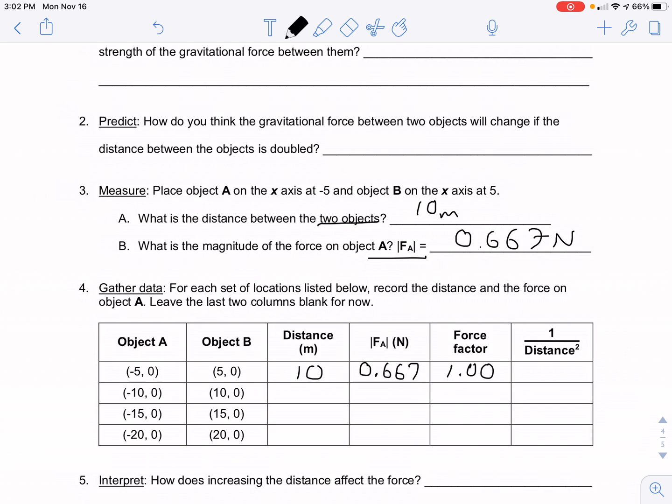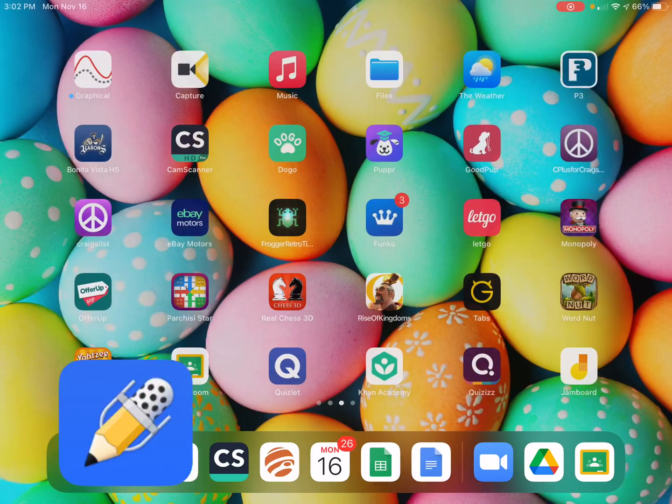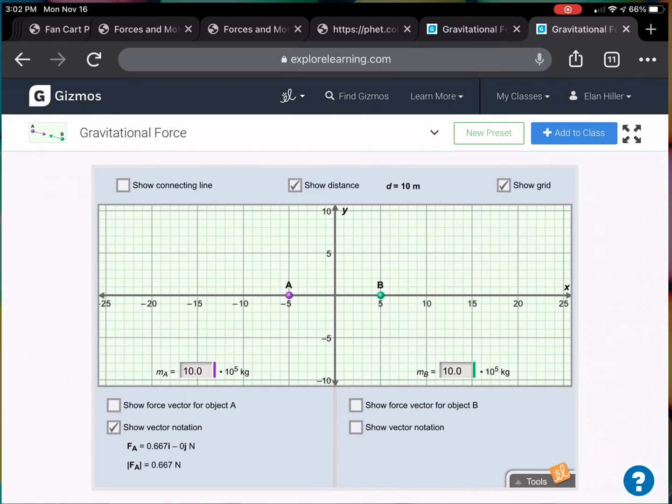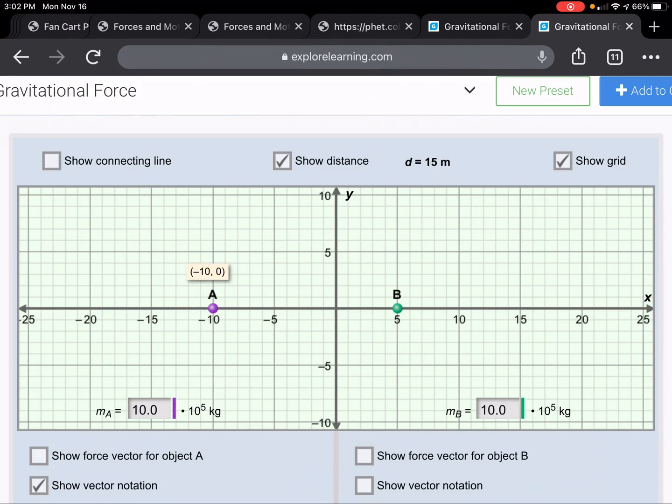In the next one, we're going to move mass A to -10 and mass B to 10, and we're going to repeat. A to -10, B to 10. You can clearly see that the distance is 20 meters between them. Showing vector notation for this.